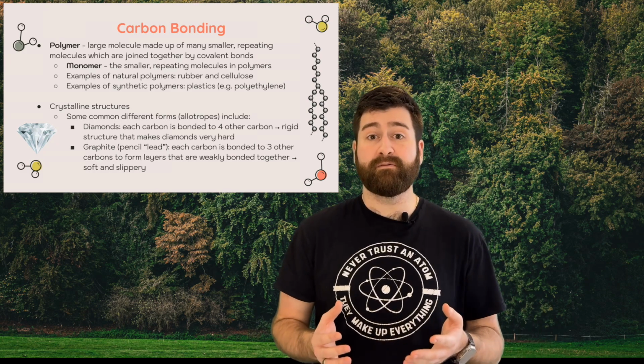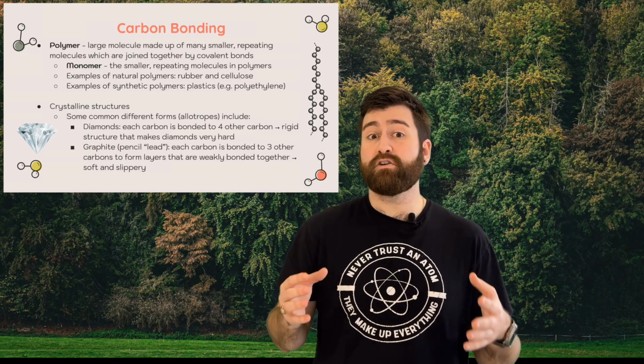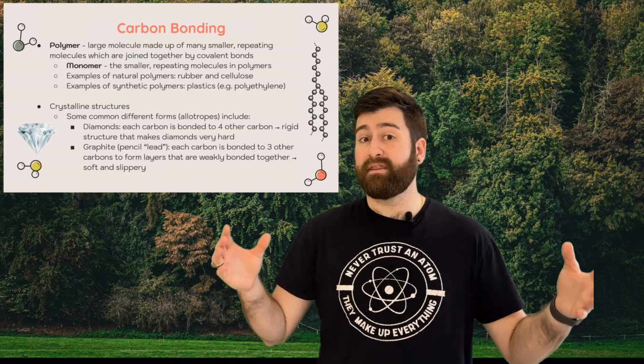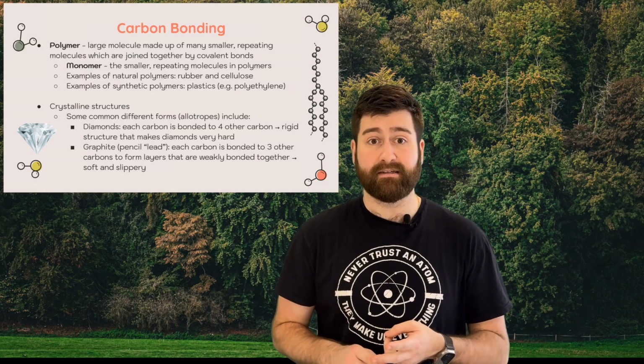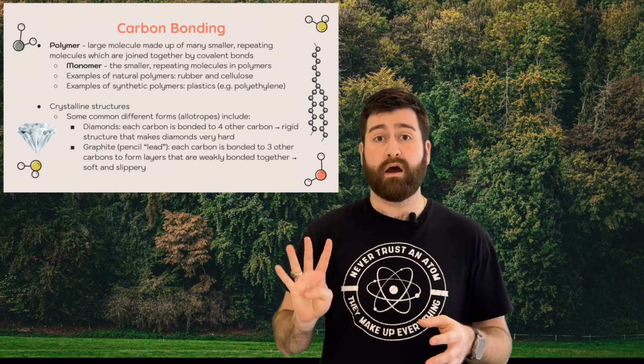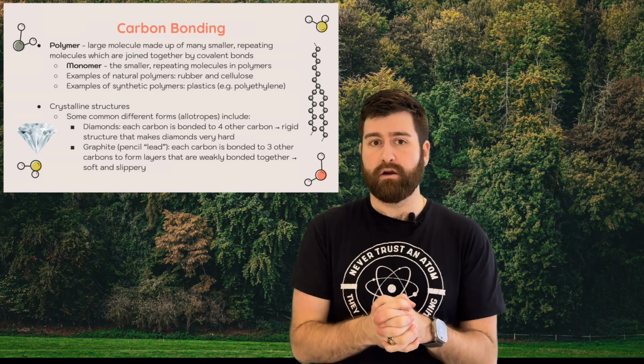Sometimes, carbon can also form crystalline structures. There are various common different forms which are known as allotropes, and these allotropes include common things such as diamonds and graphite. In diamonds, each carbon is bonded to 4 other carbons. This creates a very rigid structure that makes diamonds very hard.